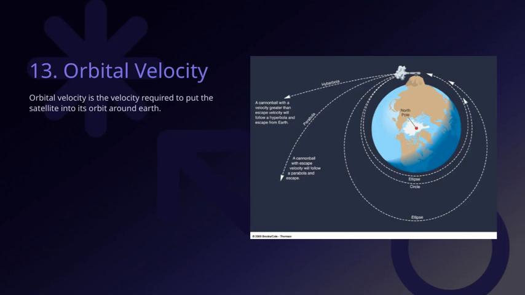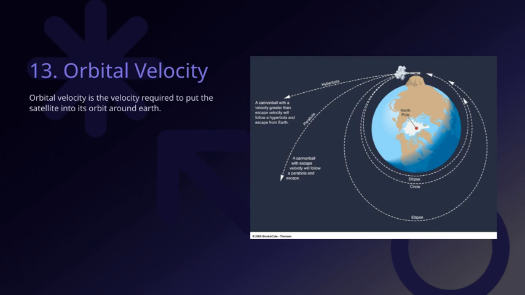Now, let's talk about orbital velocity. This is the velocity needed to put a satellite into its orbit around the Earth. Basically, it's the speed required for the satellite to stay in a stable orbit without falling back to the surface or flying off into space.